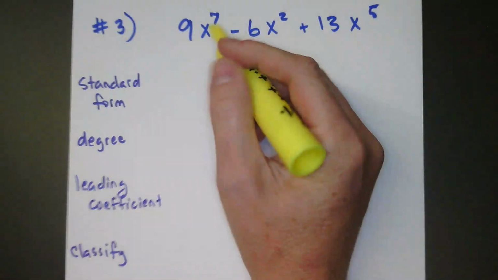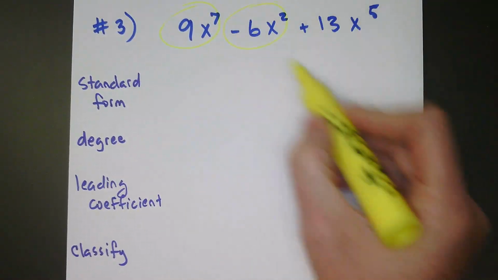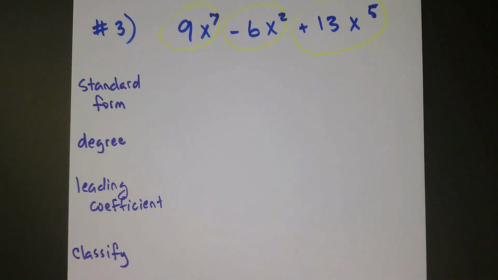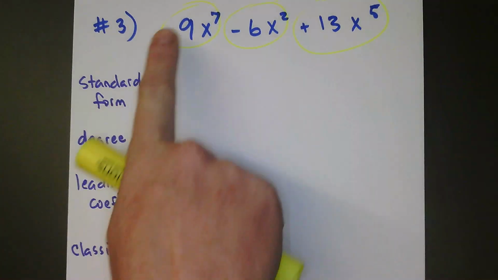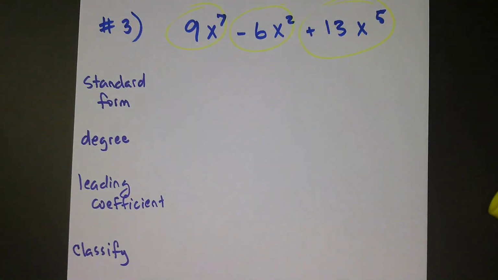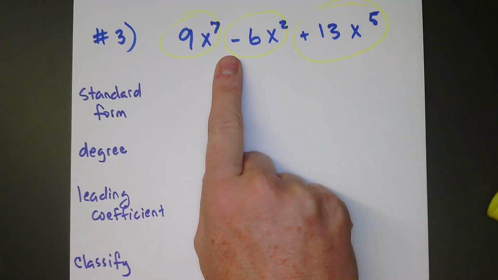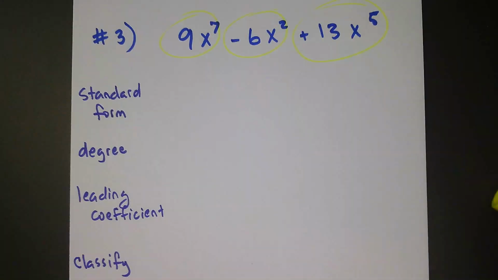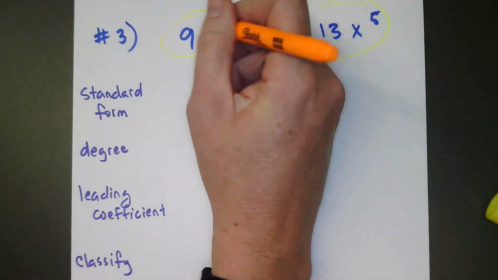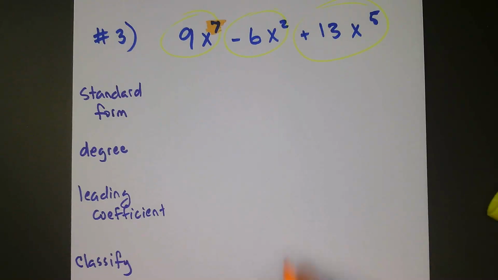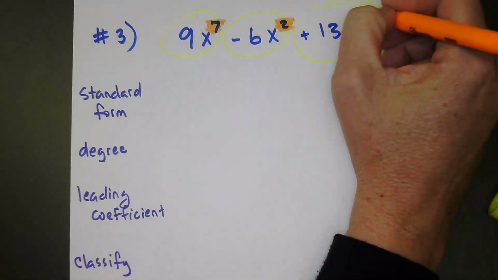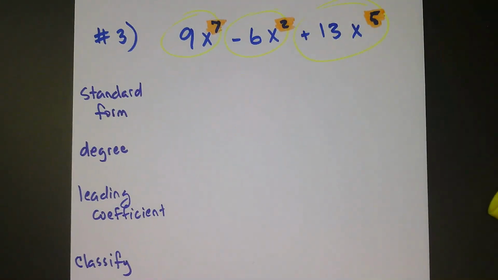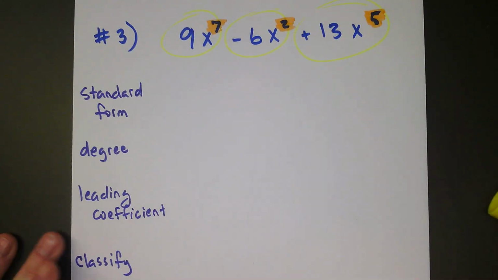Standard form means we need to take these three terms, 1, 2, and 3 terms, and we need to order them by their specific degree. So the degree for each of these individual terms. And the individual terms, by the way, are separated by either addition or subtraction. So if we look here, this one is raised to the 7th power, this one is raised to the 2nd power, and this one is raised to the 5th power. To put it in standard form, we need to go in descending degree, which means highest degree term first.